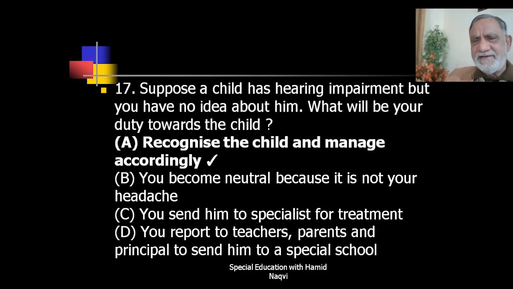Suppose a child has hearing impairment. Now, this obviously is from the hearing impairment section. Suppose a child has hearing impairment, but you have no idea about him. What will be your duty towards the child? Recognize the child and manage accordingly. You become neutral because it is not your headache. You send him to the specialist for treatment. You report to the teachers, parents and principal to send him to special school. The correct answer is the first one, that is recognize the child and manage accordingly.